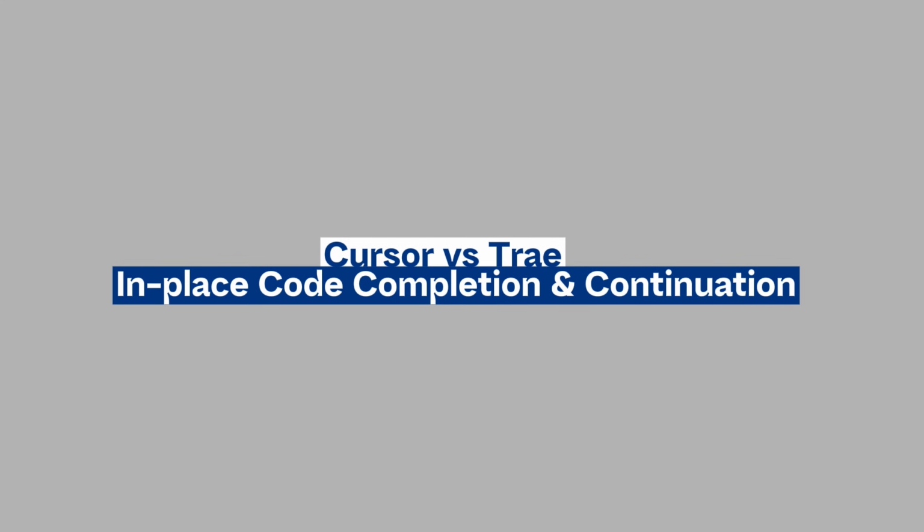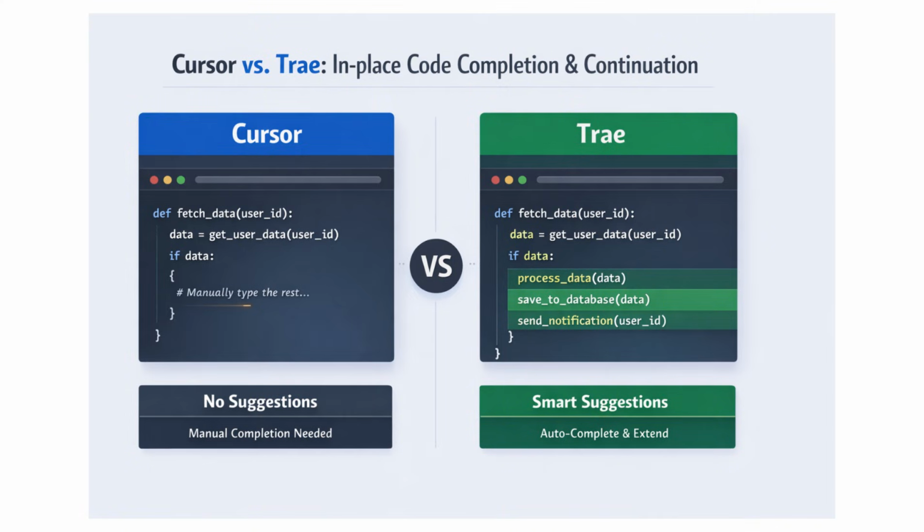Cursor versus Trae. In-place code completion and continuation. When it comes to code completion and continuation, Trae stands out by being proactive in suggesting and extending code, ensuring a smoother workflow. In contrast, Cursor does not offer proactive suggestions, requiring developers to manually complete or extend their code logic. In the example shown, both tools present similar code logic, but Trae goes a step further by intelligently predicting and auto-completing sections of the code without interrupting the flow. This subtle difference can significantly impact coding speed and efficiency.